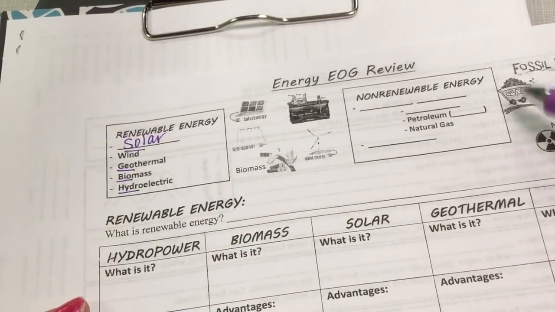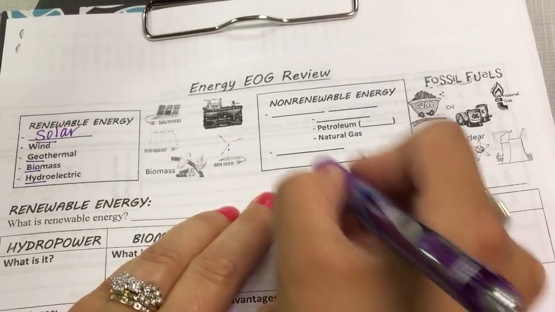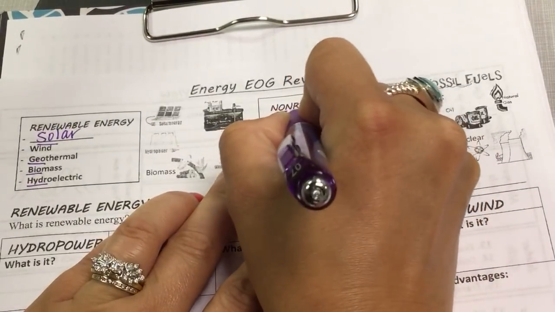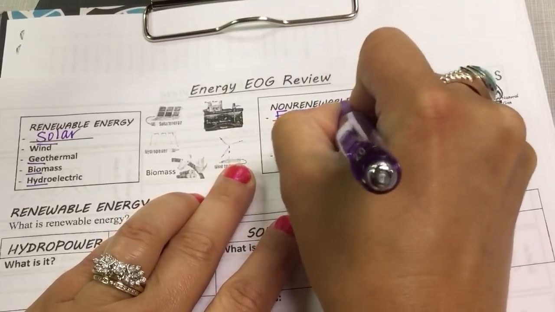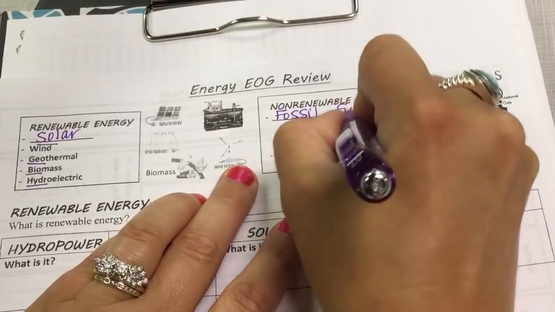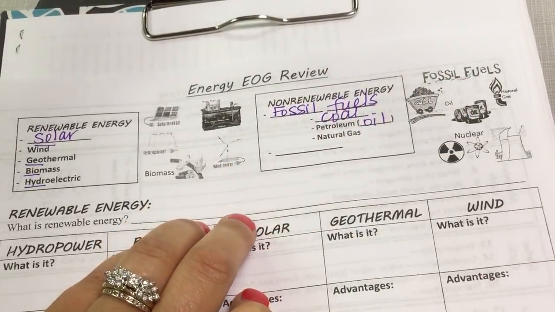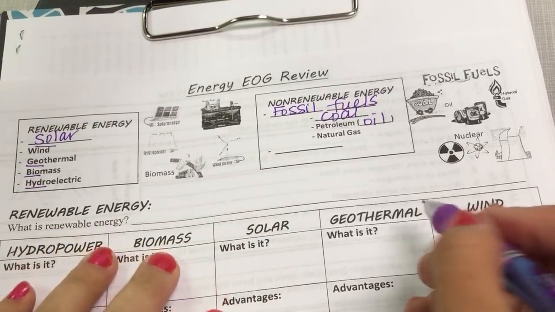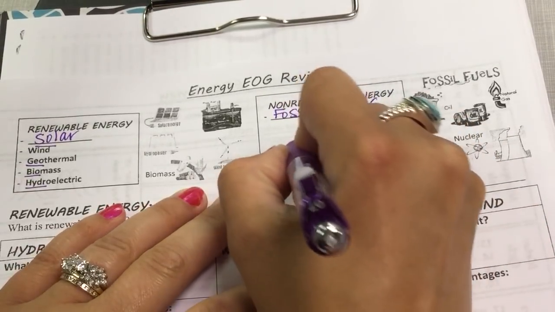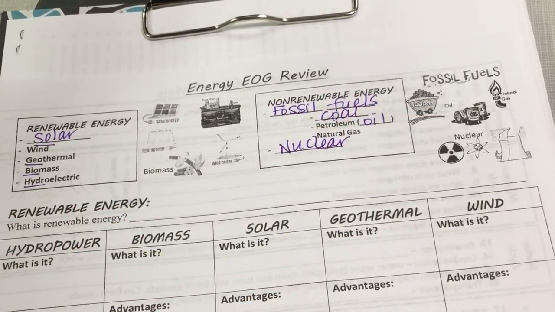Then non-renewable energy is going to be from a couple of different sources, primarily from fossil fuels, which is going to be coal, petroleum or oil, and natural gas. And then the other example of non-renewable energy is going to be nuclear, like nuclear power plants.